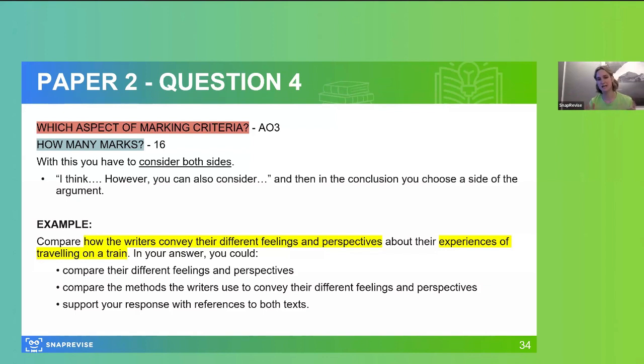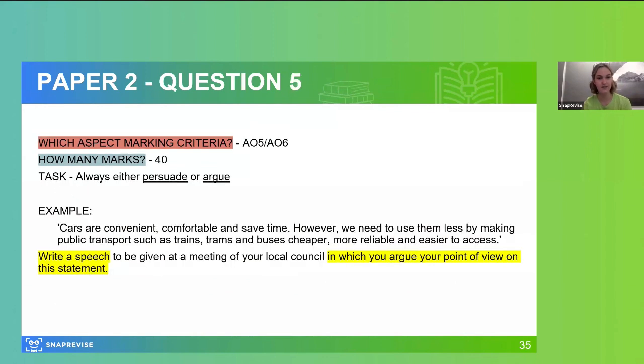And again, think about maybe 4 quotes each per paragraph, so that you can provide some in-depth analysis. But just think about making sure that you PEA and that you are comparing whatever it is you're being asked to analyze. So in this case, the different perspectives or feelings.